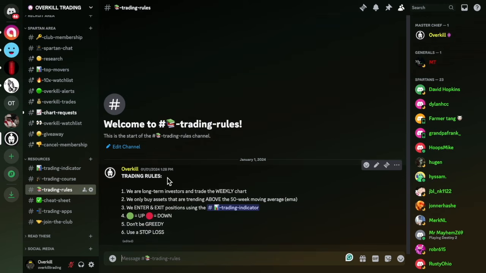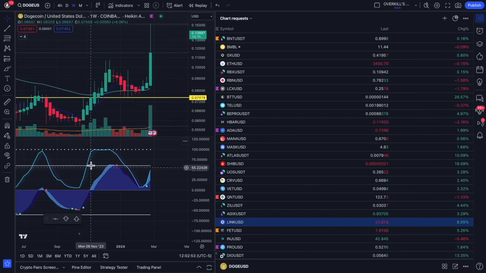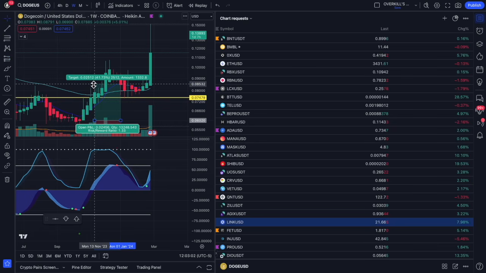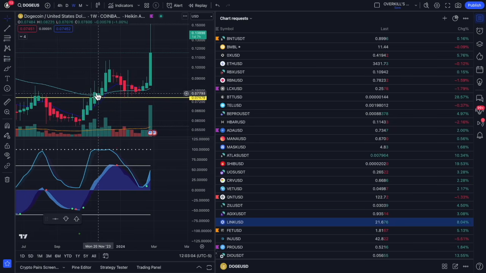And number 5 is don't be greedy. Number 5 means, who cares if this runs another 20, 30%? We already made the meat of the trade, right? Buying the green dot, we're already up 45%. So we're being greedy for another 30 when we could just cash out and roll it into something else, right? Convert it into another name that's setting up.